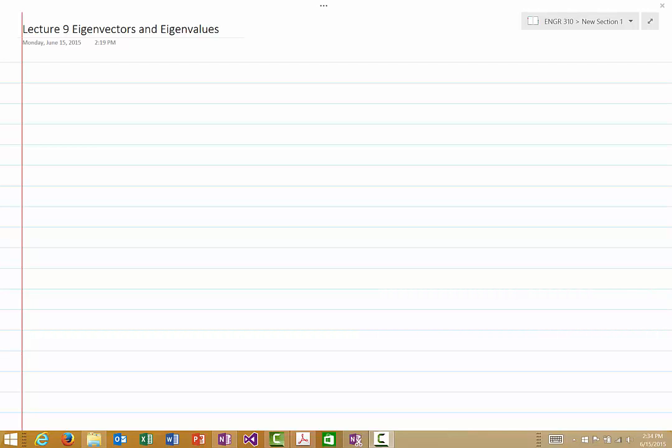Welcome to Lecture 9. In this lecture, we're going to start talking about the concept of eigenvectors and eigenvalues. In this lecture, we'll simply introduce the idea, explain what these quantities are, and show how to find eigenvectors and eigenvalues for a 2x2 matrix. And then in the next lecture, we'll look at a higher dimensional case. So let's start with the definition of eigenvectors and eigenvalues.